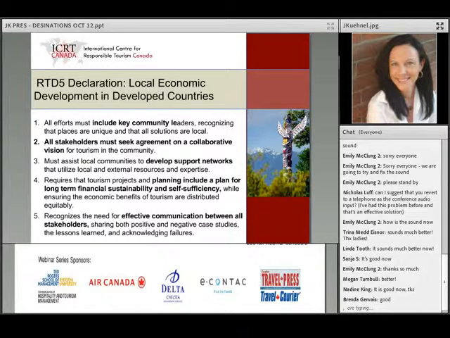The other point is local economic development in developed countries. Since much of tourism is in developing economies, as we were talking about these colonial lines earlier on, the declaration addresses the issue of economic benefit in developed countries like Canada. If you go through it, you can see that it follows a very similar stakeholder multi-level engagement process. Many communities in Canada are very poor, unfortunately, and tourism can be used for economic development.